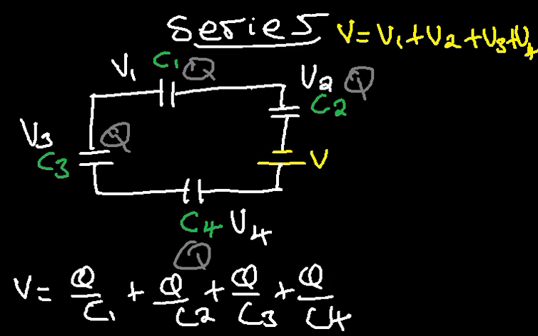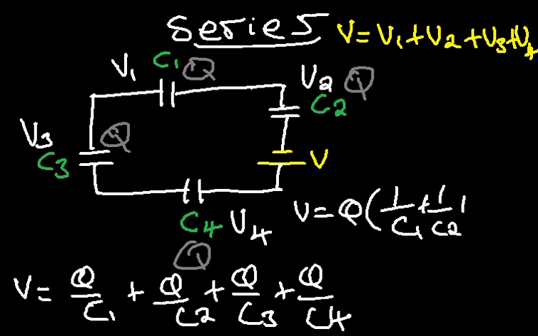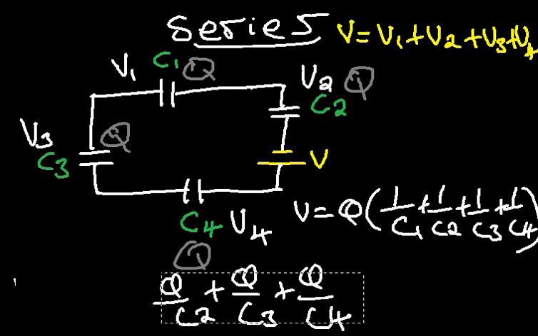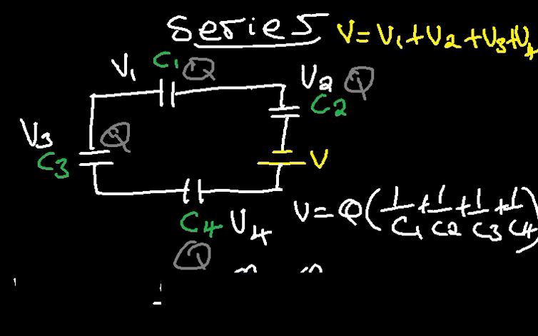So in that case, the voltage is given as the charge times 1 over C1, plus 1 over C2, plus 1 over C3, and plus 1 over C4. Now you can see that there is addition of the capacitors in this circuit.